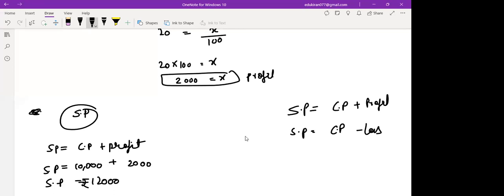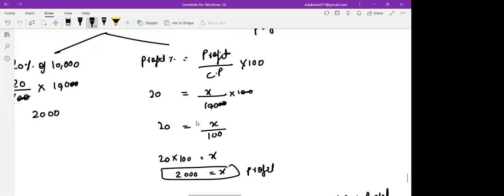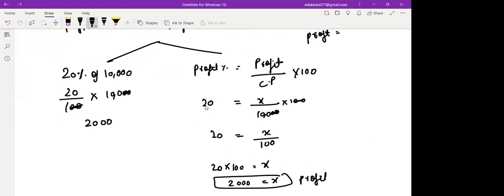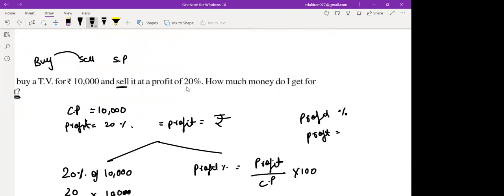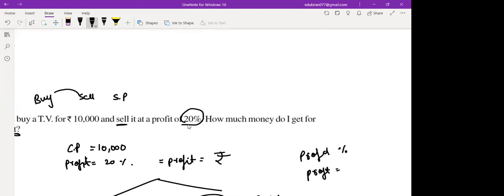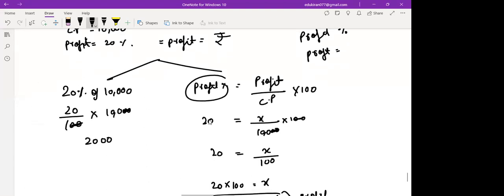Ma'am, when we find the profit, the profit percent you wrote as 20, but it should be 20 by 100. No, they have not given you 20%. They have just given you percent. This is profit percent. So profit percent means 20 only. Okay, ma'am. Right? Because they have given you in the percentage, right? Yes, ma'am. So that means this will be 20 only, right?